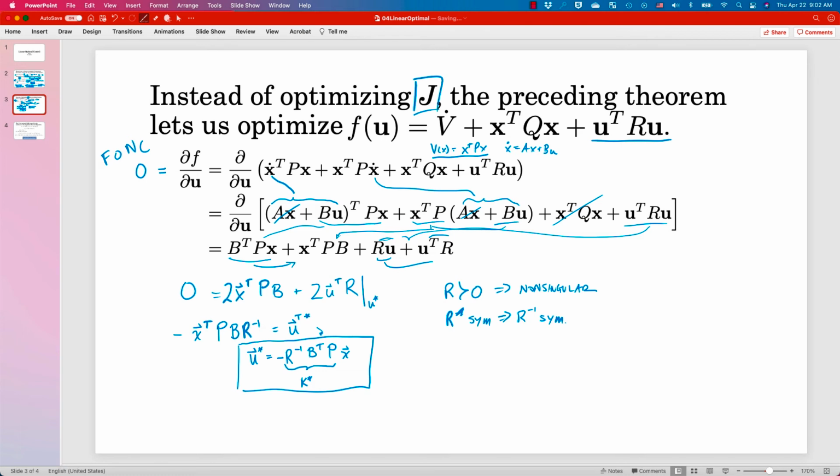Now there is a second step to this procedure, and that is proving that this optimizing u is actually a minimizing u. For that you would need the second order necessary conditions, and they would look something like partial squared f partial u squared, just showing that indeed this is a minimum rather than a maximum.